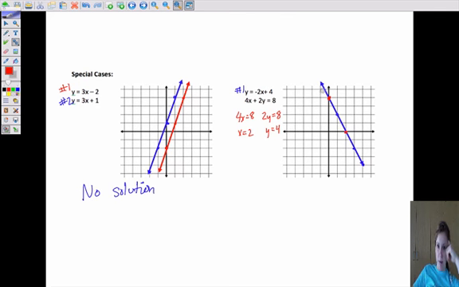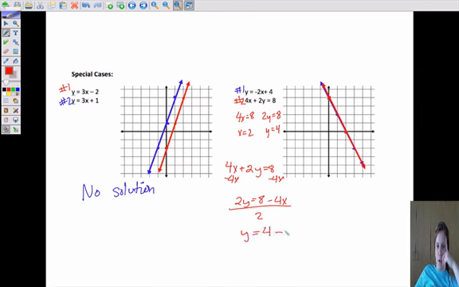What's interesting there is that this is what happens. These are the exact same lines. If we took equation number 2 and manipulated it into a y equals equation, so 4x plus 2y equals 8, if we subtracted 4x from both sides, then we'd have 2y equals 8 minus 4x. If we divided everything by 2, then we'd have y equals 4 minus 2x, or y equals negative 2x plus 4, which is this line.